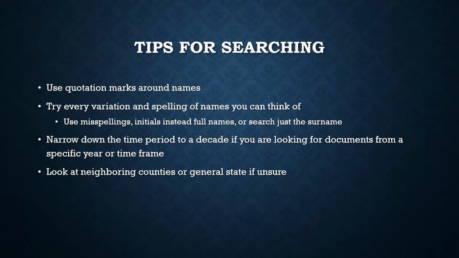And then, as I said, narrowing down the time period to a decade can be really useful, especially I find if you're looking for something like probate records and you know when they died, you can narrow it down to that decade to try and find those. And then looking at neighboring counties, if they're not showing up in a specific county, sometimes looking in neighboring counties to see if maybe they lived on the borderline, or maybe they were in one county and then it became another, and so those records are in that county now, or just doing a general state search. If you're not sure where in the state that they lived, you can just search the whole state instead of narrowing it down by county.